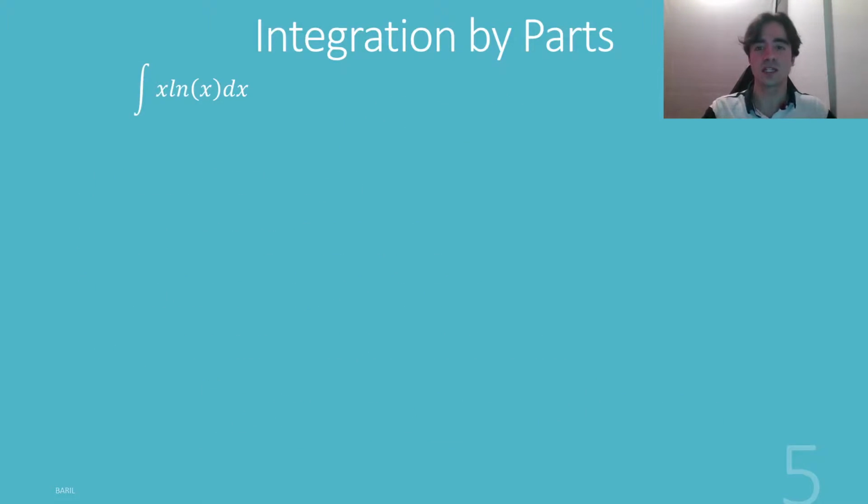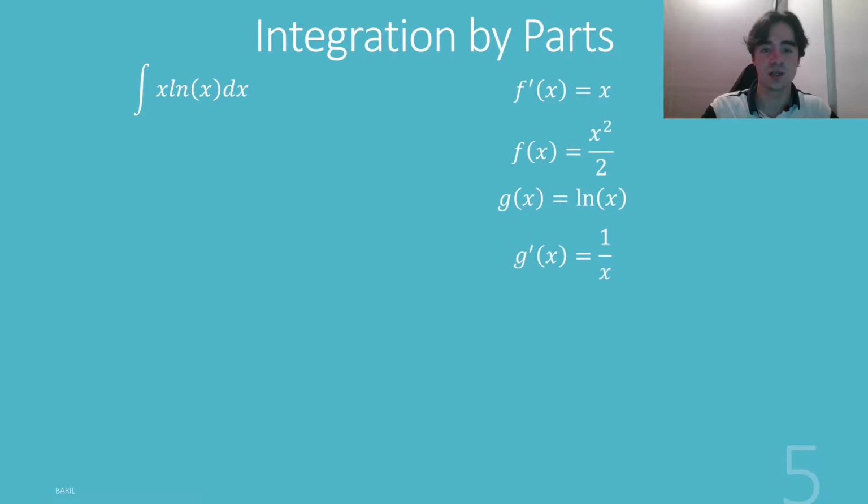So an example of this is x ln of x. So I'm going to choose ln of x as my g, so that when I derive it, it gives an expression that's simpler. Because I couldn't choose it as f prime of x, I don't know how to do the integral of ln of x.